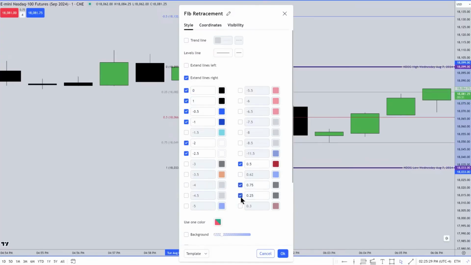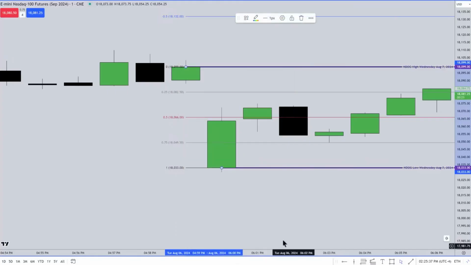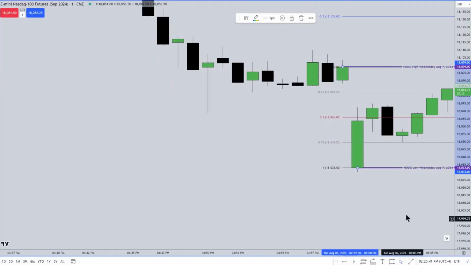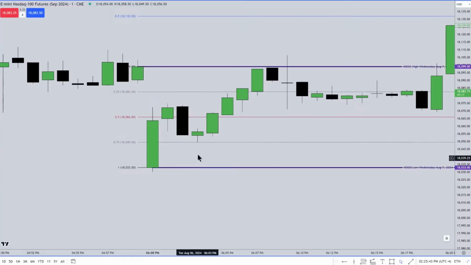If we take this level here and we add 0.25 and 0.75, what that does is grade the range into equal quarters, okay? Watch what happens. Look how it stops perfectly right there. What's that price? 18,049.50. It stops exactly right there.